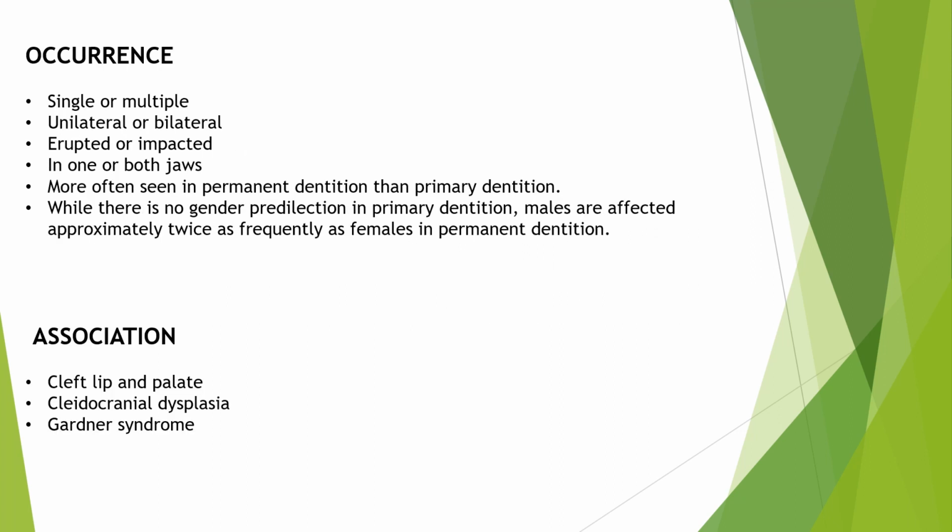Supernumerary teeth can occur as single or multiple, unilateral or bilateral, erupted or impacted, and can be seen in one or both jaws, more often in permanent dentition than primary dentition. While there is no gender predilection in primary dentition, males are affected approximately twice as frequently as females in permanent dentition.